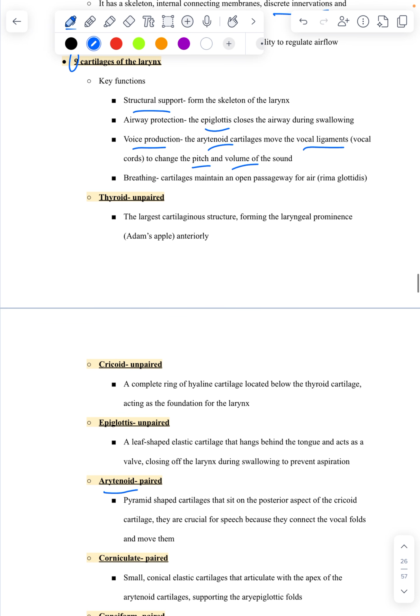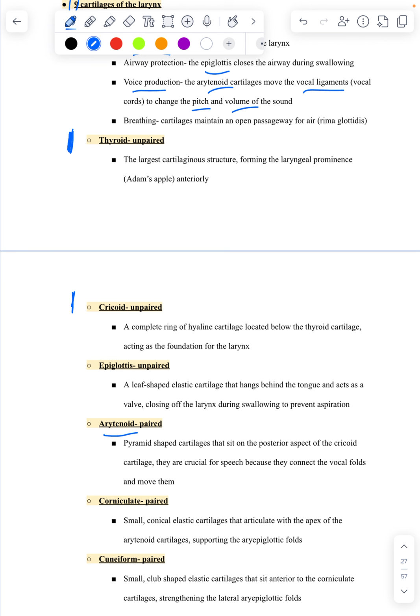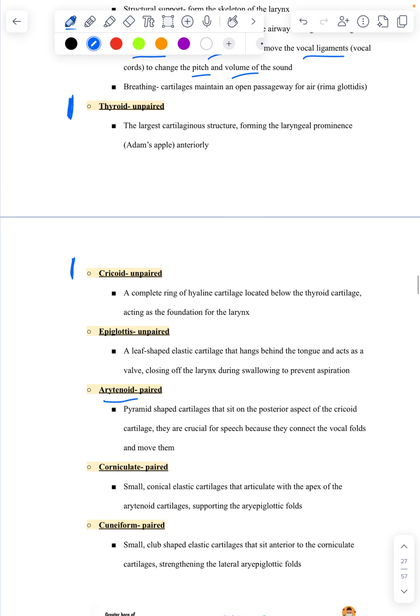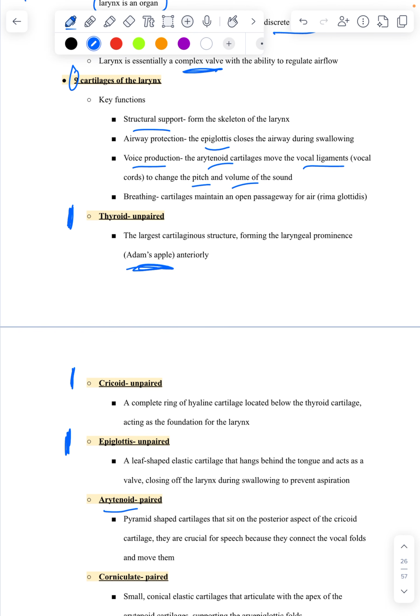So, thyroid, unpaired, you only have 1. Cricoid, unpaired, you only have 1. Epiglottis, unpaired, only 1. And we've already seen the thyroid and cricoid ones, because when we were looking at the muscles, the cricothyroid goes from cricoid to thyroid. The thyroid cartilage, remember that's the one that has the Adam's apple.